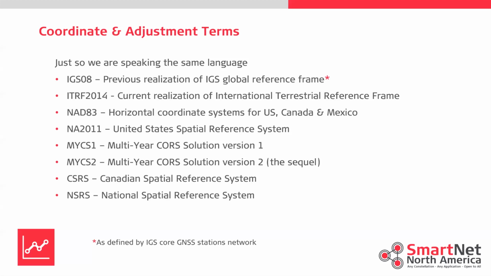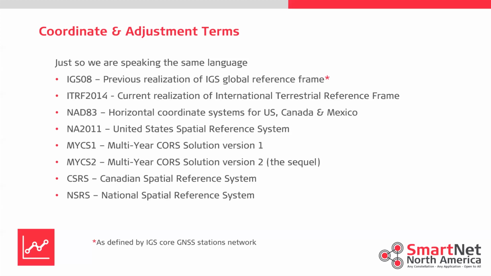And you may ask, why do I care about the International Terrestrial Reference Frame? Again, that is what the ephemeris data from the satellites is referenced to, so we have to know what that is. NAD83 is the North American Datum of 1983. It's the horizontal coordinate system of the U.S., Canada, and Mexico. So everybody should be familiar with that. NA2011 is the datum tag for NAD83 that we're currently operating in, which is a point of confusion that we'll talk about a little bit later.